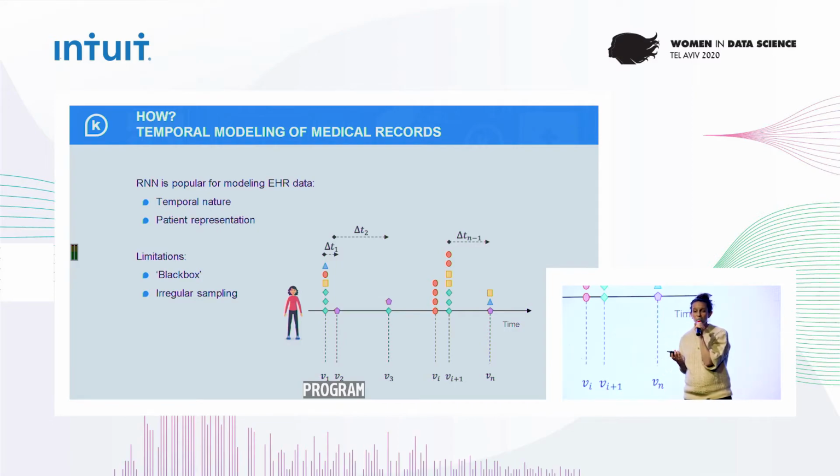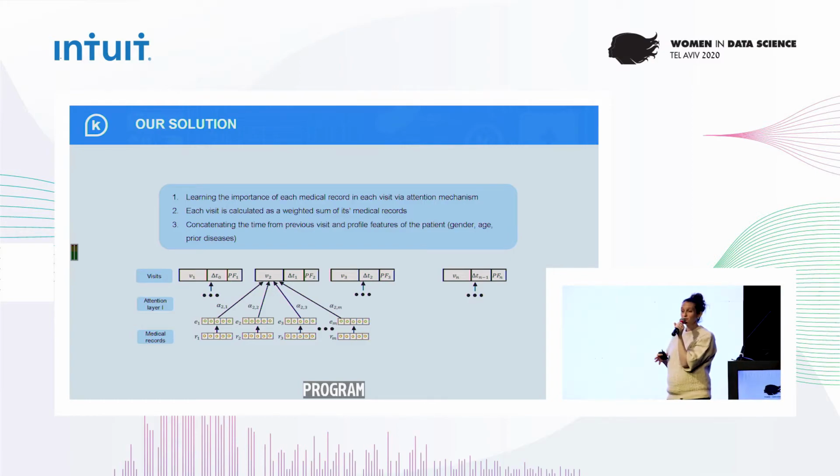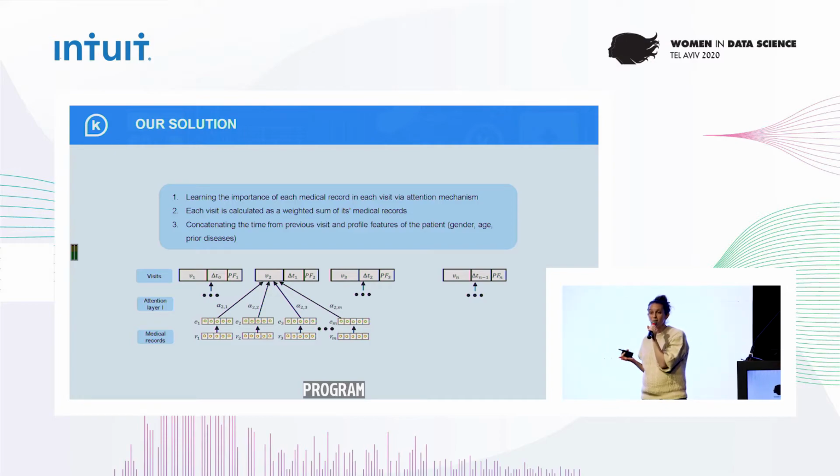And because of the problem of irregular sampling, RNN assumes a sequence, and here the time between two visits may vary. So we're going to focus specifically on these two limitations in our solution. First, we're going to learn the importance of each medical record in each visit via an attention mechanism, and then each visit will be calculated as a weighted sum of its records. To account for the irregular sampling problem, we're going to attach the difference in time to each visit.